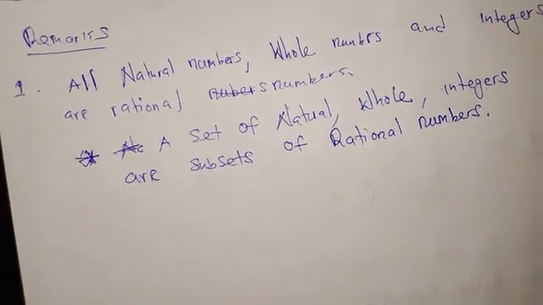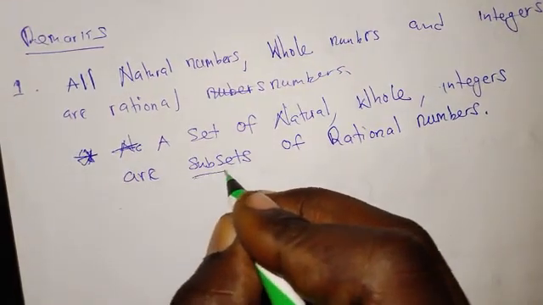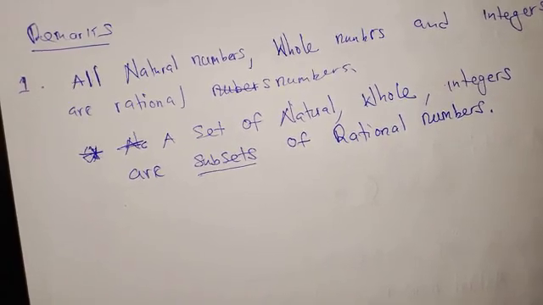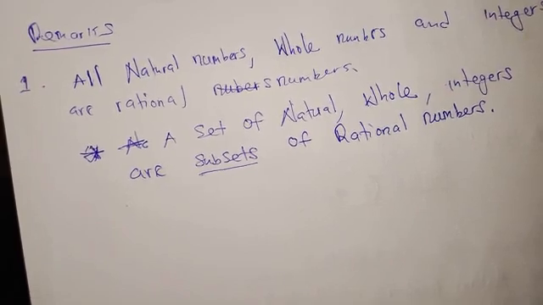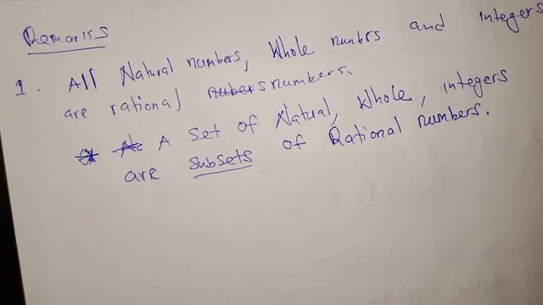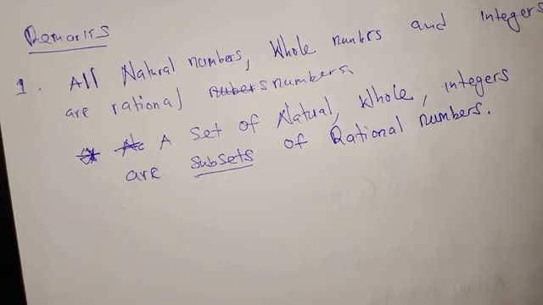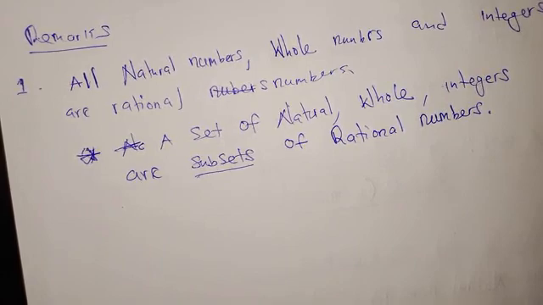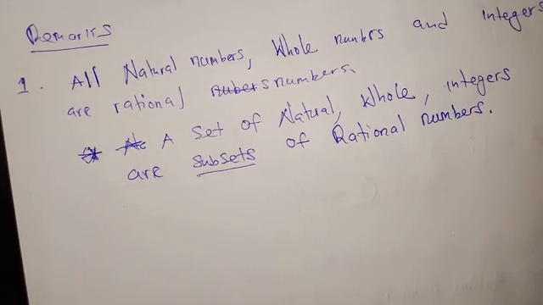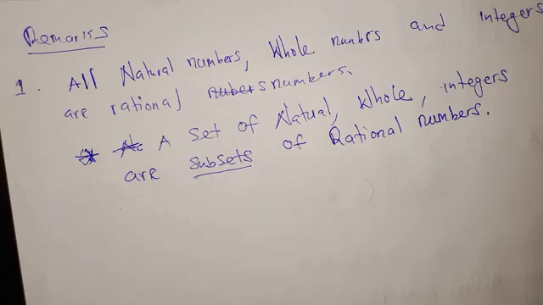By subsets, I believe we understand what we mean when we simply call something a subset: a set which is formed from another set. Remember, we're still talking about sets of numbers. In these sets of numbers, rational numbers are more like the mother. That's where natural numbers, whole numbers, and integers come from. All these numbers are able to be expressed in the form of A over B. For example, 5 can be expressed in the form of A over B: 5 over 1 is a rational number, and so forth.